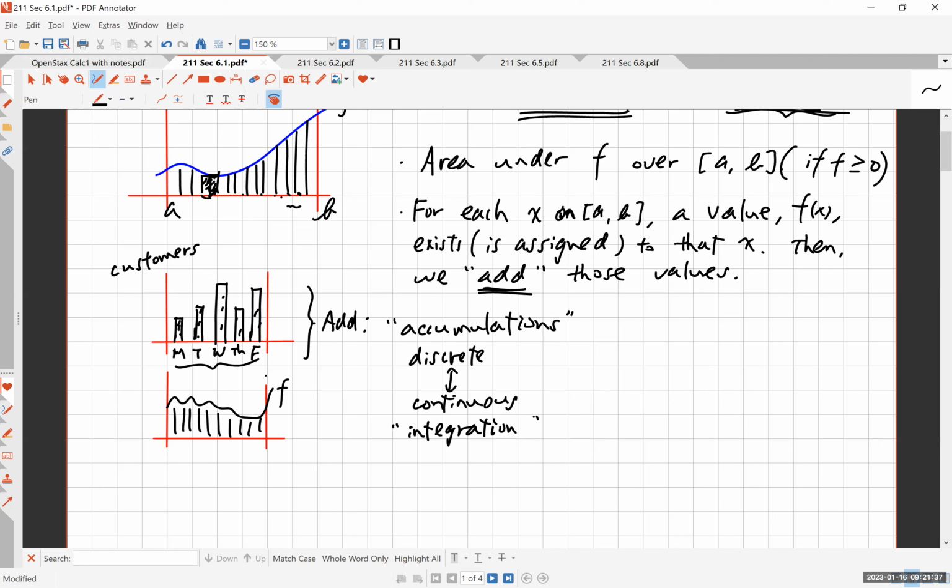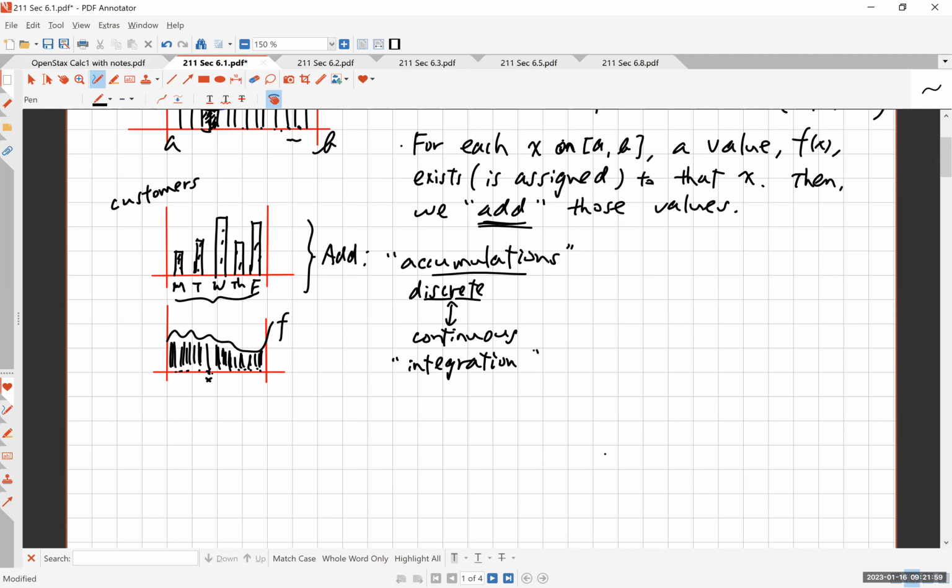Now you have 20 times 365 days. You have a bunch of these days, so you have a bunch of bars going up. But you still have a finite number of bars, and you add them together and you have accumulation. And it's a discrete addition. Now, if you keep generalizing this, and if you have a value assigned at each point, then you have integration.